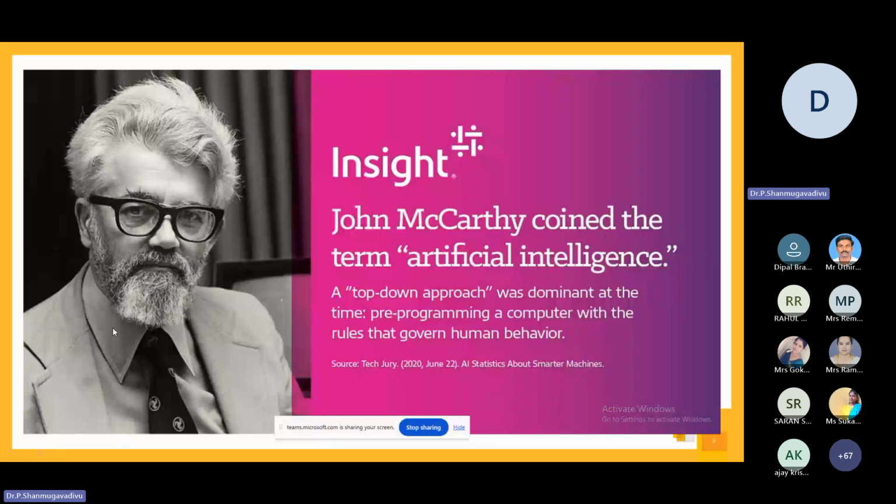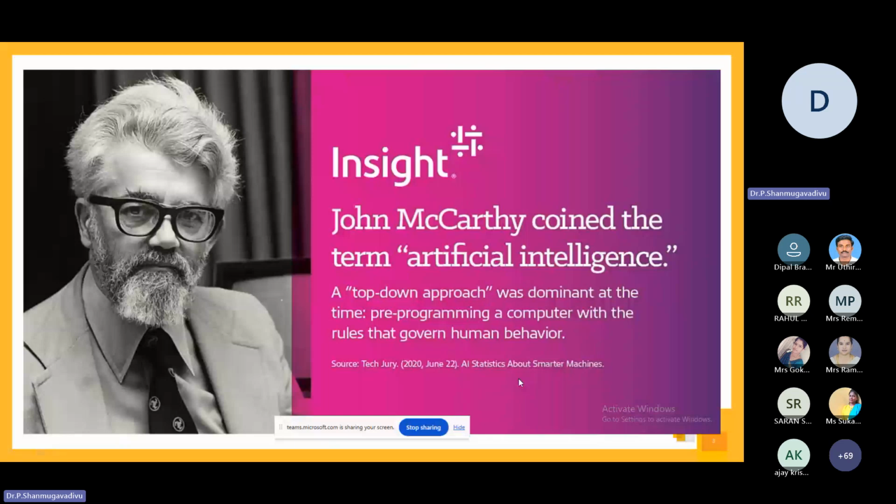He is John McCarthy, who is known as the father of artificial intelligence, all because he is the one who coined the term artificial intelligence. So he says it's a top-down approach. A top-down approach was dominant at that time, pre-programming a computer with rules that govern human behavior. This is the information that is given based on their understanding about artificial intelligence, about smarter machines.